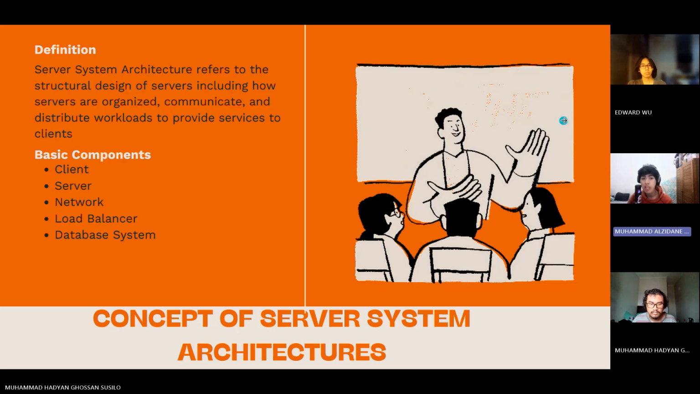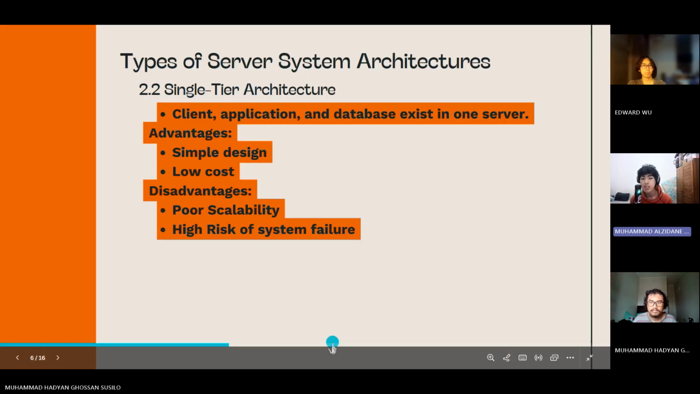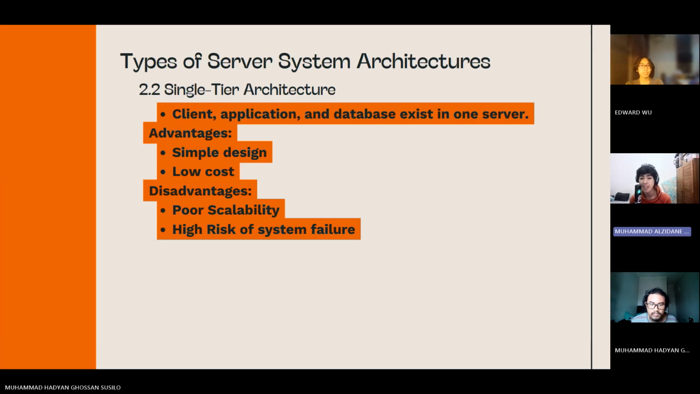Next, we're going to talk about the types of server system architecture. Here is the first one, the single-tier architecture. In a single-tier architecture, the client, application, and database exist in one server. The advantages of this are a simple design and low cost, but the disadvantages are poor scalability and high risk of system failure.